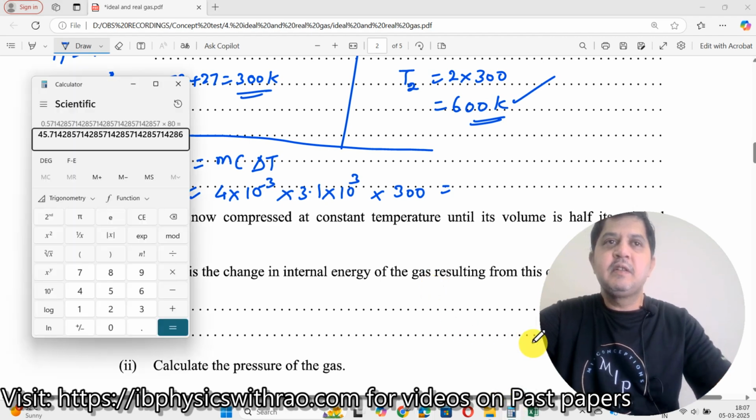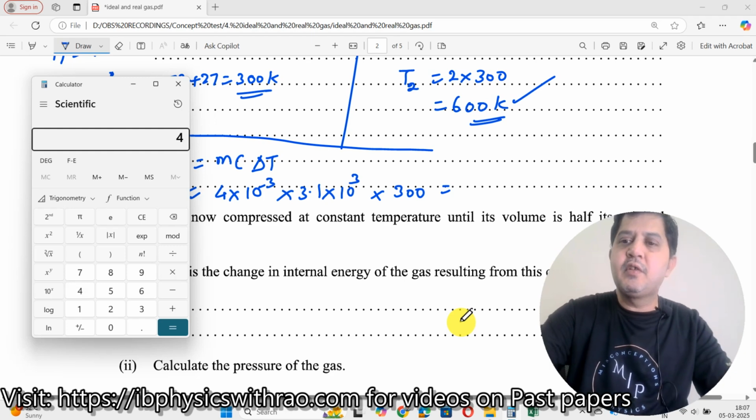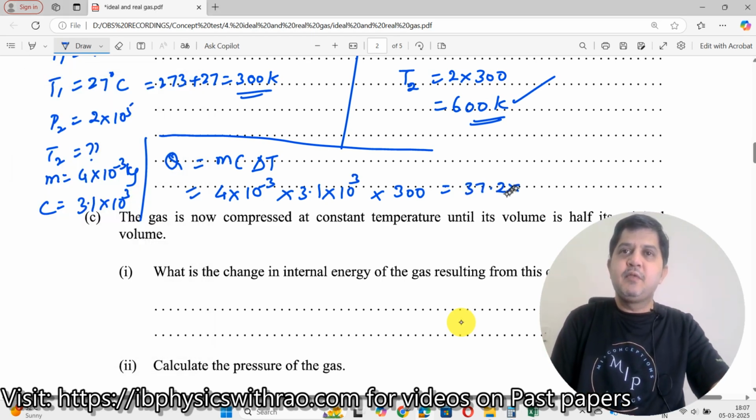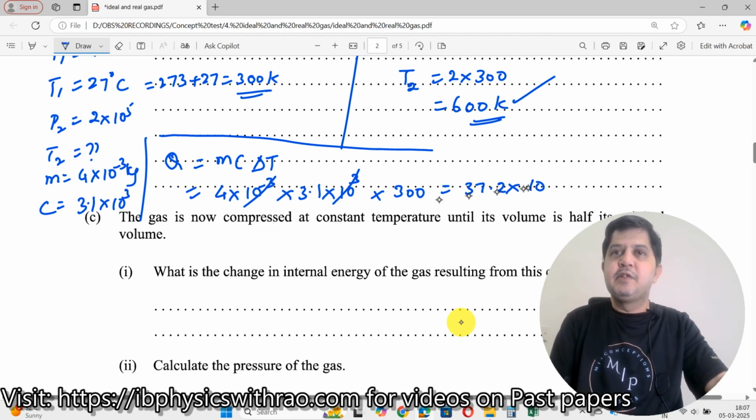Now let us use our calculator. 4 multiplied by 3.1 multiplied by 3, which is 37.2 into 10 to the power of, see, I did not use 10 power minus 3, and here also I did not use, these two go away, plus 3 and minus 3 go away, and I have double zero here, which will now be equal to how much? 3720.